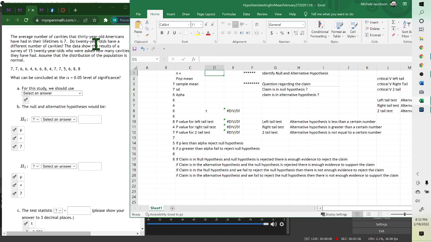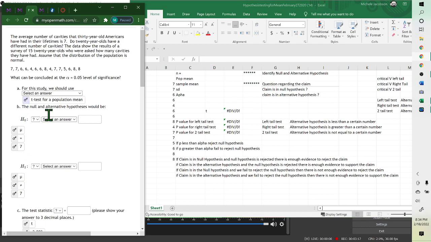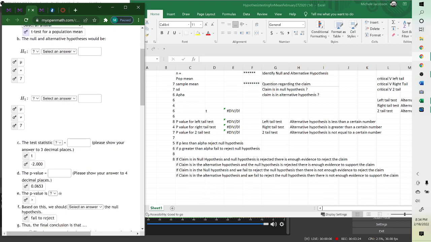The average number of cavities that a 30-year-old has had in their lifetime is 7. Do 20-year-olds have a different number of cavities? So different means not equal to. That's why mu equals 7 and then mu does not equal 7. For the study, you use a t-test because your sample size is small. So we're testing not equal to, which would be a 2 tail.